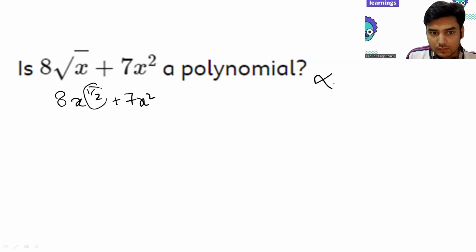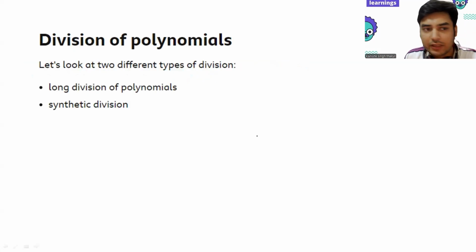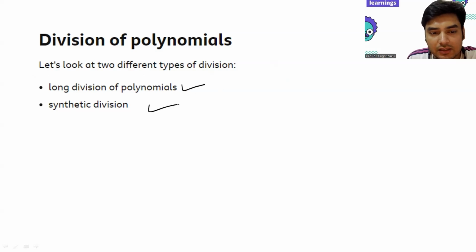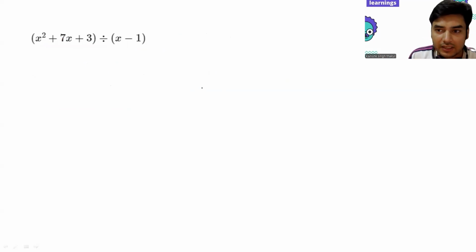Okay, right. Now we'll be looking at division of polynomials. There are two types of method for division of polynomials. The first one is the long division method and the second one is synthetic division, right? Synthetic division is the same as long division. It's just a shortcut of the long division method. So let us do this with the help of an example.